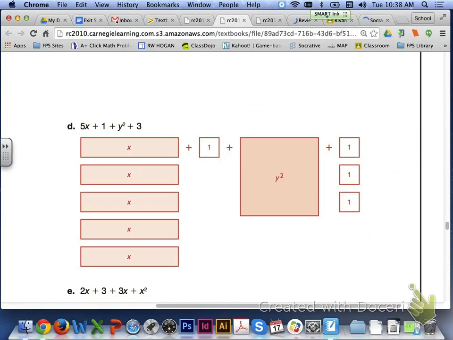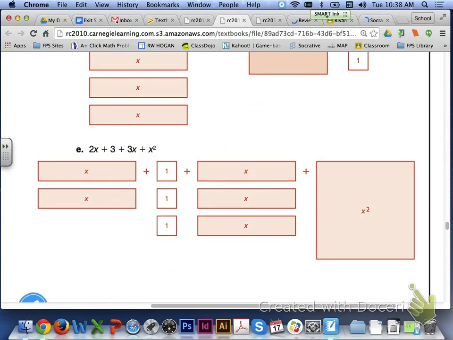For letter D's expression, 5x plus 1 plus y squared plus 3, I would have 5 yellows plus 1 green plus 1 blue plus 3 greens. And finally, for letter E, 2x plus 3 plus 3x plus x squared, I would have 2 yellows plus 3 greens plus 3 more yellows plus 1 red.